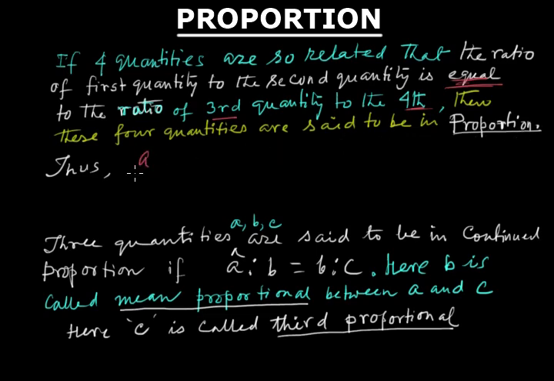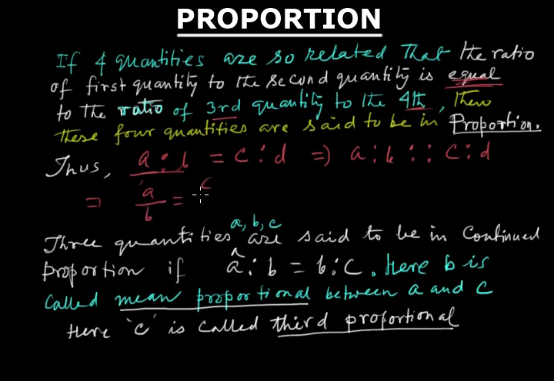Thus, if A is to B, the first and second, equals C is to D, then we'll say that A, B, C, D are in proportion. You can write this in the form A is to B, and this is the symbol of proportion, C is to D. The meaning of this is A by B is equal to C by D, or you can write AD equals BC.